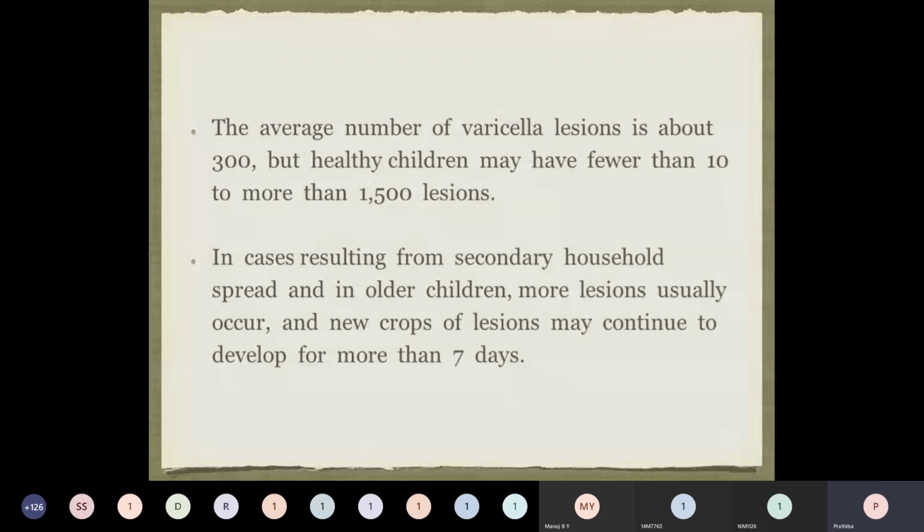The average number of varicella lesions is about 300, but healthy children may have less than 10 to more than 1500 lesions. In cases resulting from secondary household spread and in older children, more lesions usually occur, and new crops of lesions may continue to develop for more than 7 days.